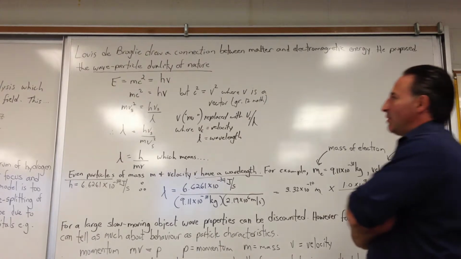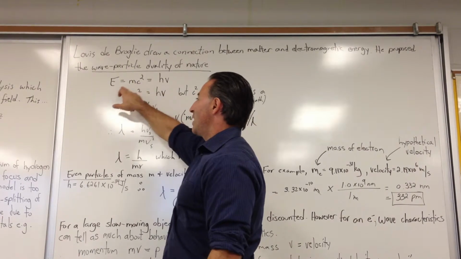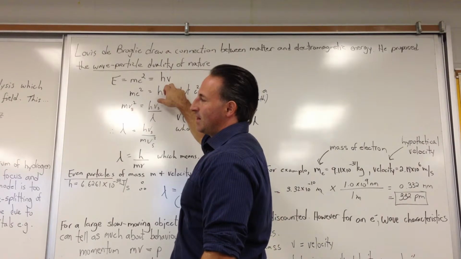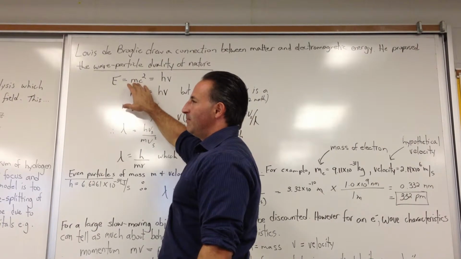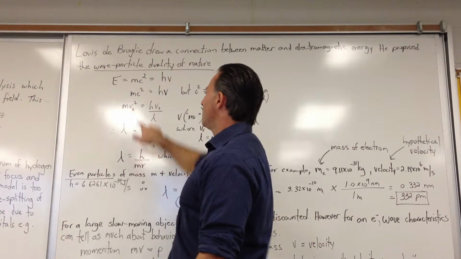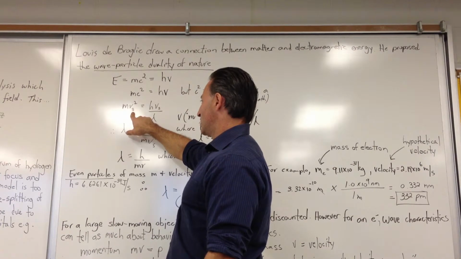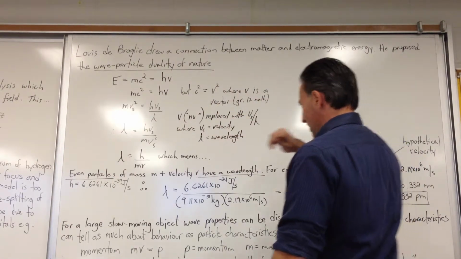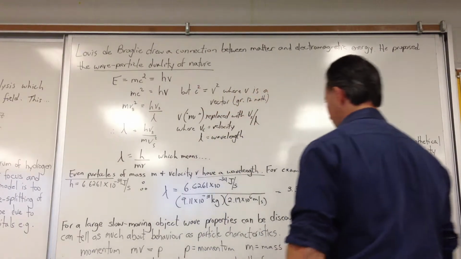He began by showing that energy is equal to mass times the speed of light squared, Einstein's famous equation, but energy is also equal to Planck's constant times the frequency of electromagnetic radiation. So he equated these 2 quantities, the energy contained by matter and the energy contained by electromagnetic radiation. He set them equal to each other. He replaced the speed of light with a vector, the speed of a particle headed in a particular direction, and he isolated for lambda, having replaced frequency with the velocity over the wavelength.